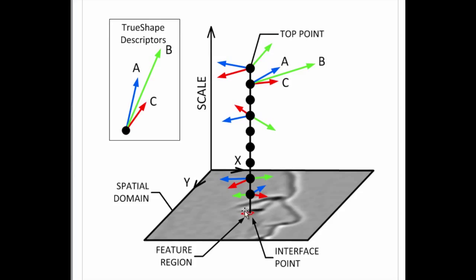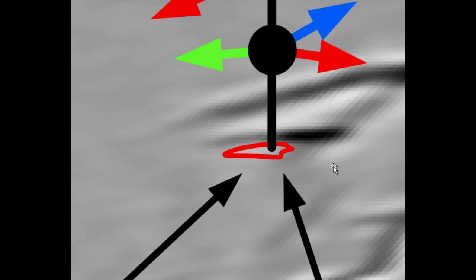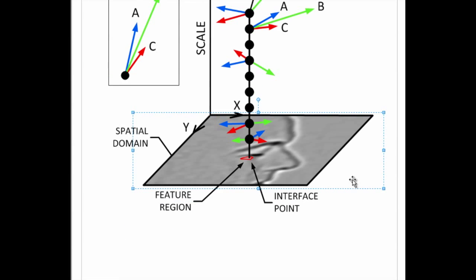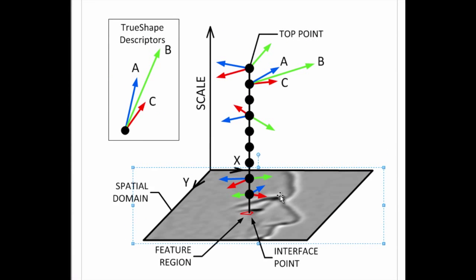This is an actual unified feature region corresponding to the face, shown here. Every feature region in an image manifests as a separate stationary curve in the scale domain. This is the stationary curve for this feature region.